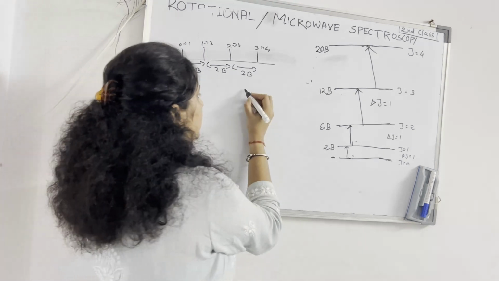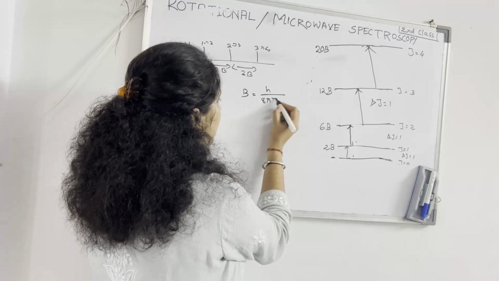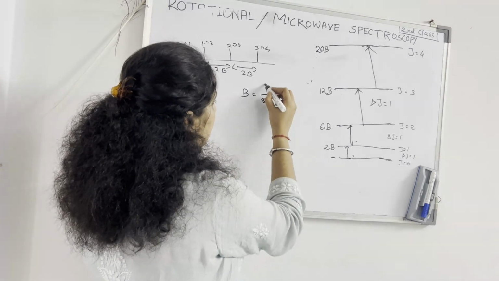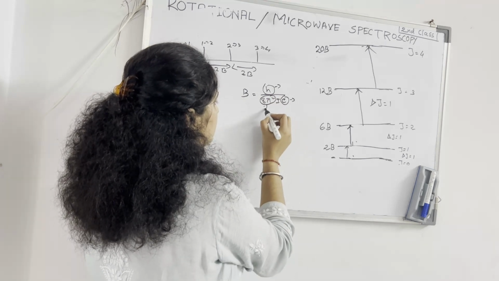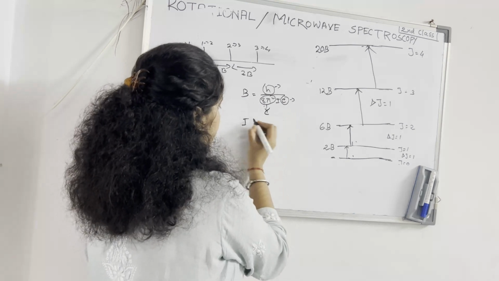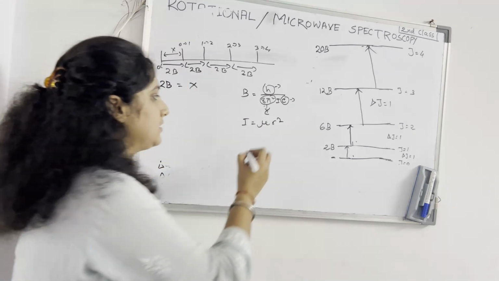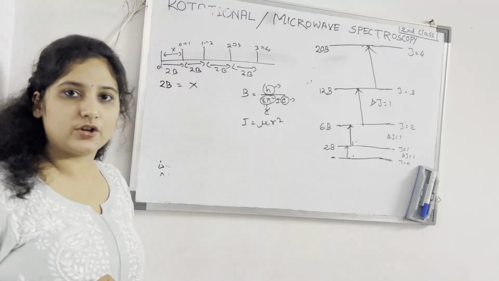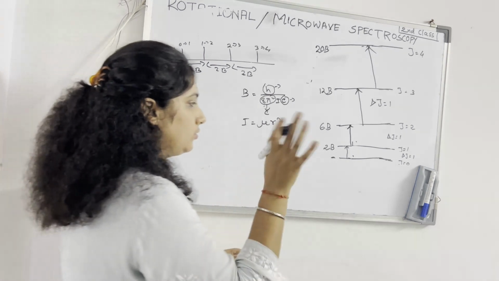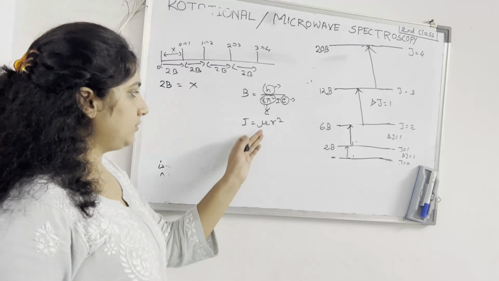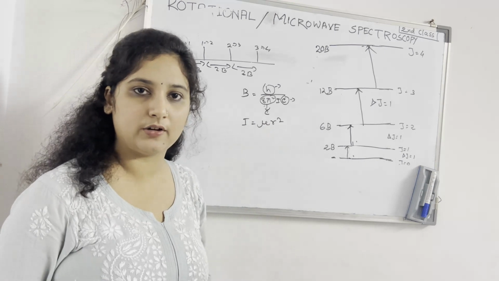Now consider the formula for B. B is equal to h by 8 pi square I into c. Here h is constant, c is constant, 8 pi square is also constant. Now I is equal to mu into r square, where mu is the reduced mass and r is the bond distance of that particular molecule if we are considering a diatomic molecule. So in case of a diatomic molecule, I is equal to mu into r square.